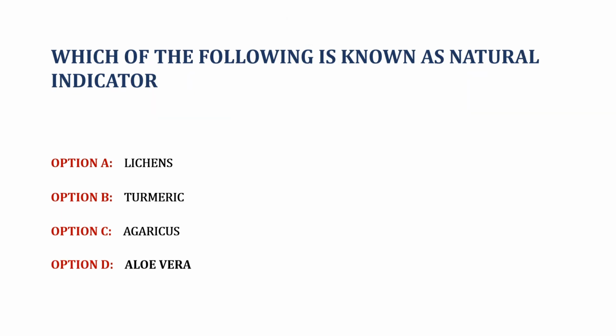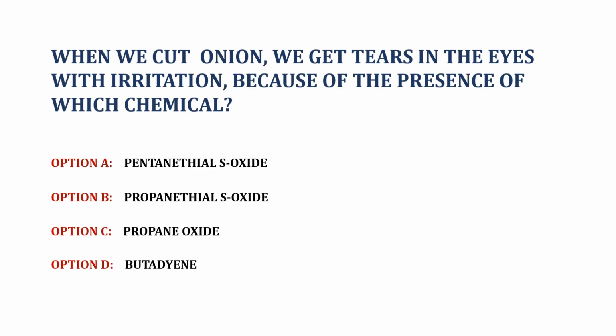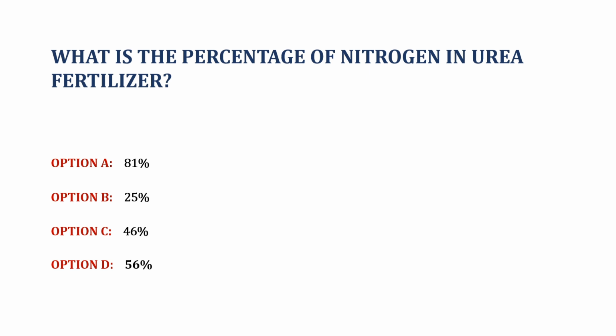Which of the following is known as natural indicator? Option B, turmeric. When we cut onion, we get tears in the eyes with irritation because of presence of which chemical? Option B, propanethial S-oxide. What is the percentage of nitrogen in urea fertilizer? Option C, 46%.